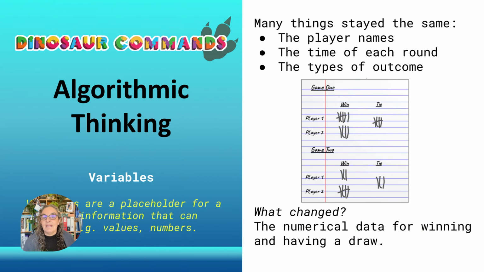As you can see, many things will have stayed the same: the player names, so who's playing, the time of each round, everyone had a minute, and the types of outcome, did they win or did they tie? What changed was mainly the numerical data for winning or having a draw, so the actual tallies that were ticked off.